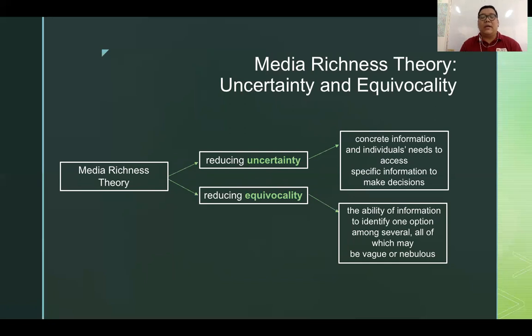On the other hand, reducing equivocality, now in the context of equivocality, this actually is the ability of information to identify one option among several, all of which may be vague or nebulous. So this is when you clarify with another person, and you would ask which among these different options may be used. So that's one example that I mentioned a while ago regarding the Zoom teleconference or Google Meet, in which you would really need someone to talk with you and to discuss matters so that you can be clarified regarding some inconsistencies. For example, on that Excel file I mentioned a while ago.